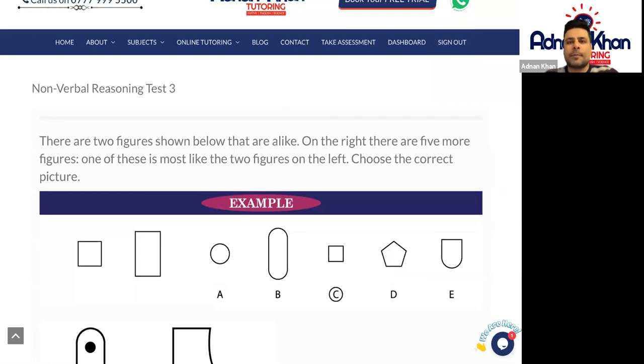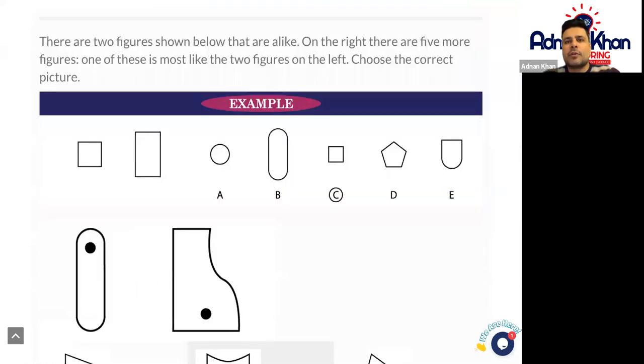Let's have a look at this question. There are two figures shown below that are alike. On the right there are 5 more figures. One of these is most like the two figures on the left. Then choose the correct option. So let's have a look at this example first of all.